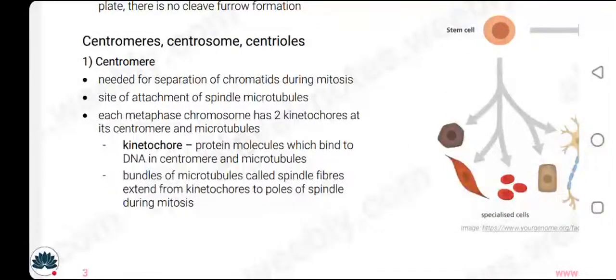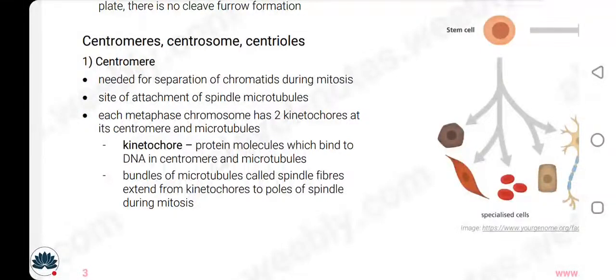Centromeres, centrosomes, and centrioles. This is sometimes very complicated for candidates because the centrosome, centromere and centriole have slightly different meanings, but the words are sometimes pronounced the same. I am always confused between centrosome and centromere. The centromere is needed for separation of chromatids during mitosis. Where is the centromere present in the chromosome? It is the site of attachment of spindle microtubules. It means that it is attached to the spindle.